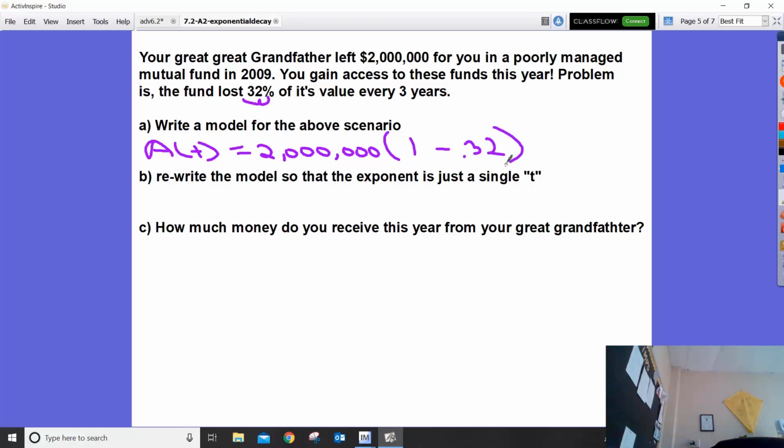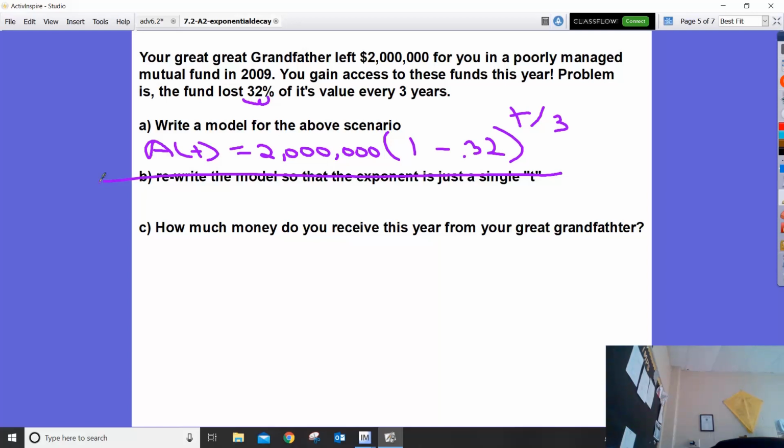We can't just say T. Time happens how often here? Every 3, per 3, over 3. But we're not going to do B. I don't like that. It's hard with rounds. That's what it does. Not accurate.